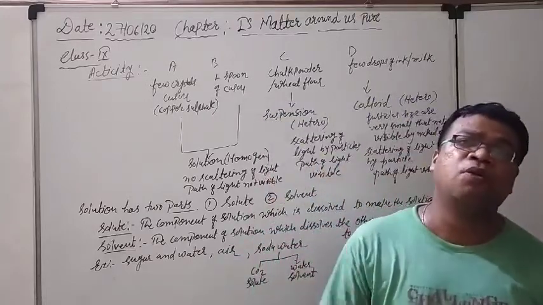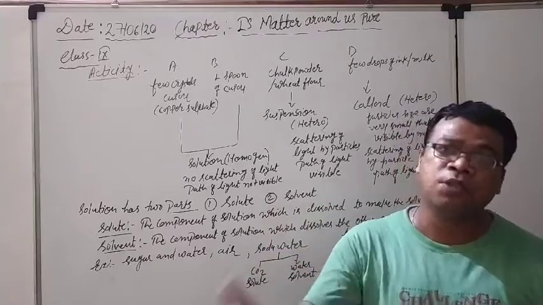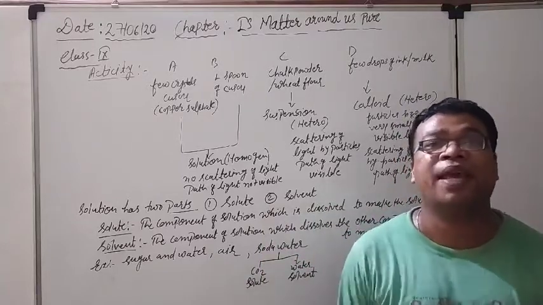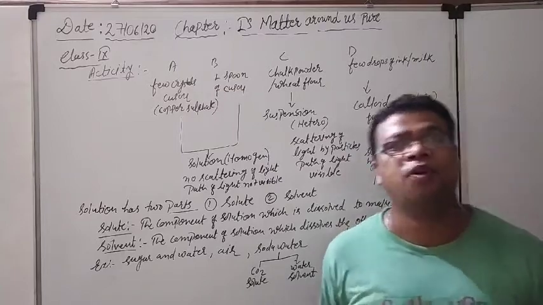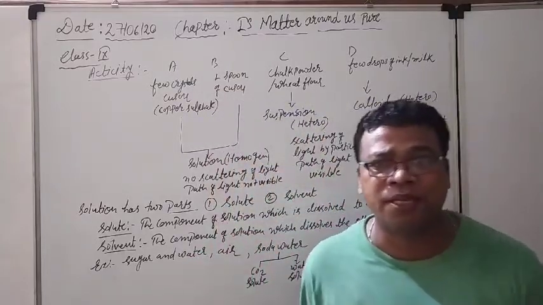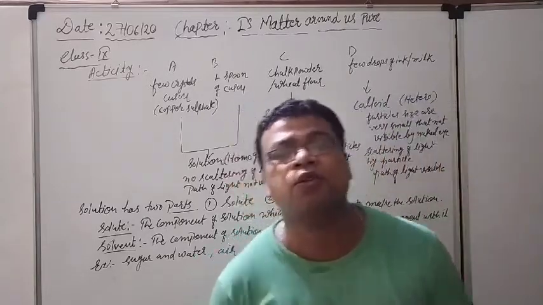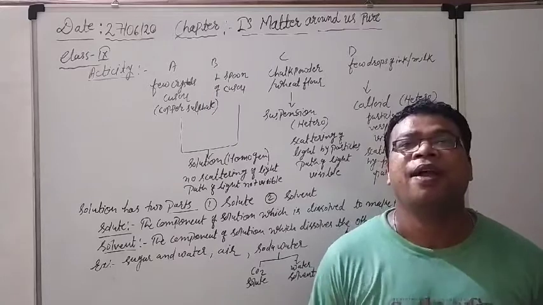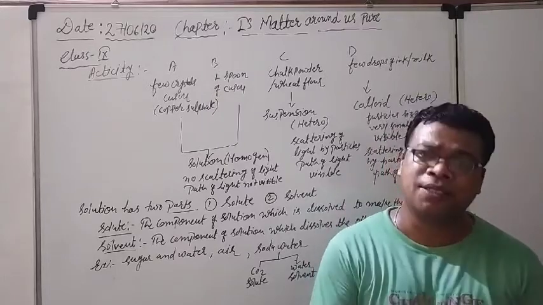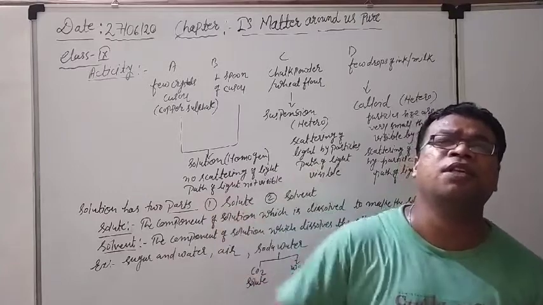Sometimes a solution may also be formed by two different kinds of gases. You will say, how is it possible? So I want to give you the example of air. Air is a homogeneous mixture. Inside the air there are different kinds of gases: nitrogen is present at 78%, oxygen at 21%, and within the remaining 1% carbon dioxide, water vapor, argon and some other things are present.